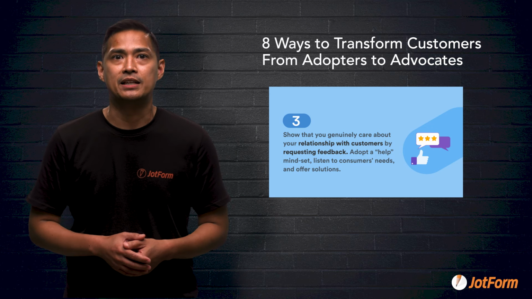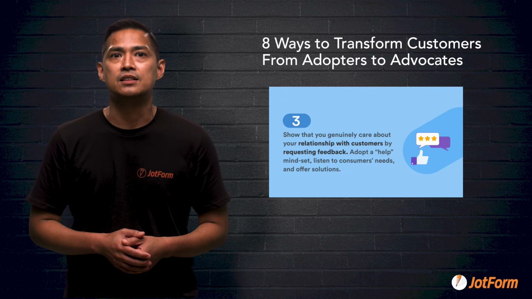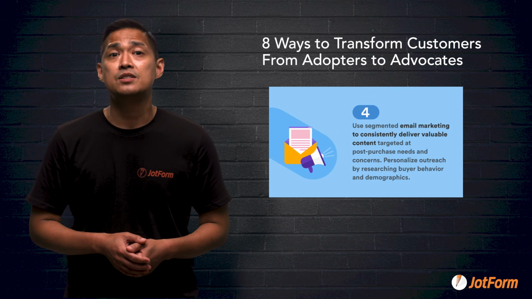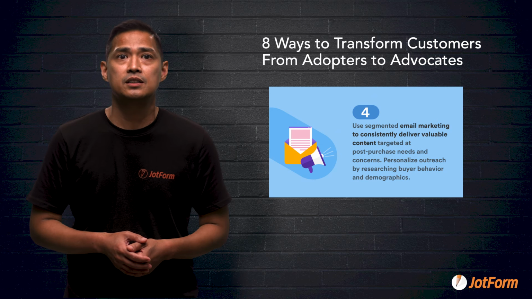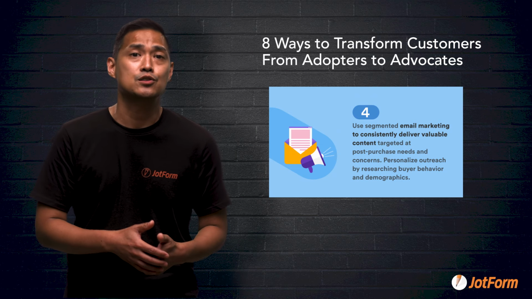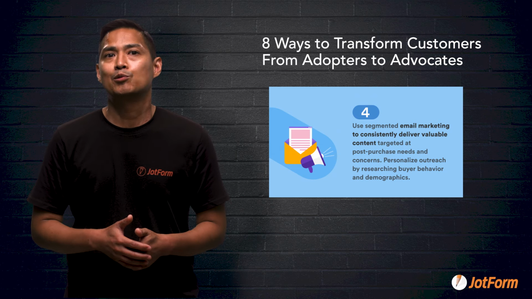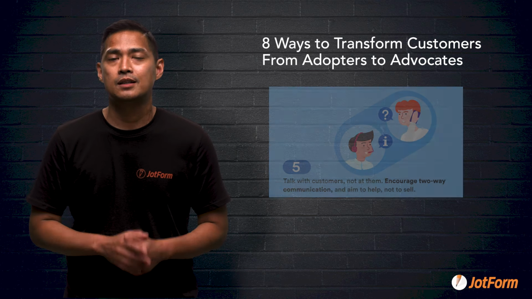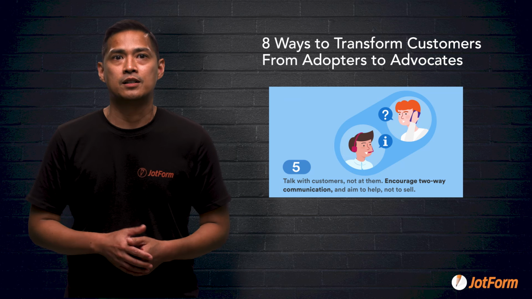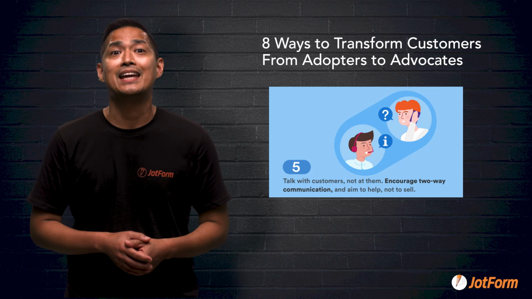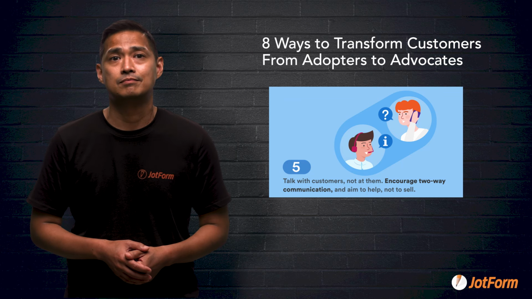Number 3, show that you genuinely care about your relationship with customers by requesting feedback. Adopt a help mindset. Listen to consumers' needs and offer solutions. Number 4, use segmented email marketing to consistently deliver valuable content targeted at post-purchase needs and concerns. Personalize outreach by researching buyer behavior and demographics. Number 5, talk with customers, not at them. Encourage two-way communication and aim to help, not to sell.